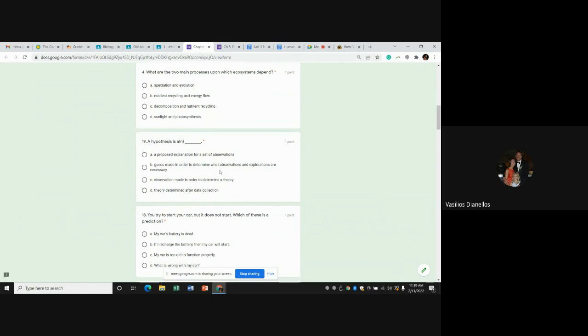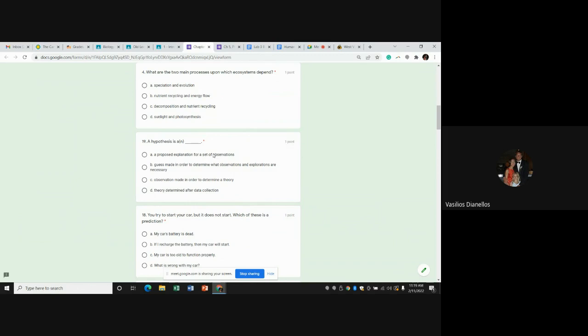A hypothesis is what? We just talked about that. A proposed explanation for a set of observations? Yes. A guess made in order to determine what observations and explanations are necessary? No. Observation made in order to determine a theory? No. Theories are already determined, right? I'll come back to that later when we talk about theories. Or a theory determined after data collection? No, the answer is a proposed explanation for a set of observations.